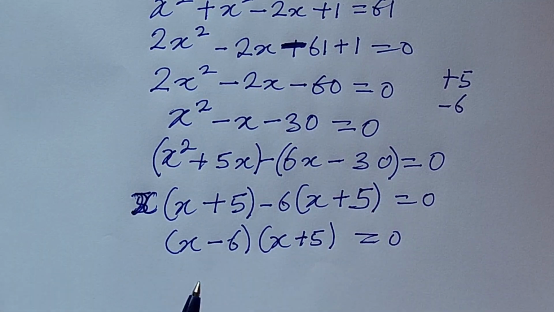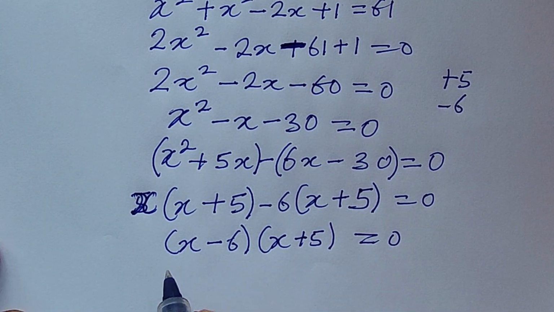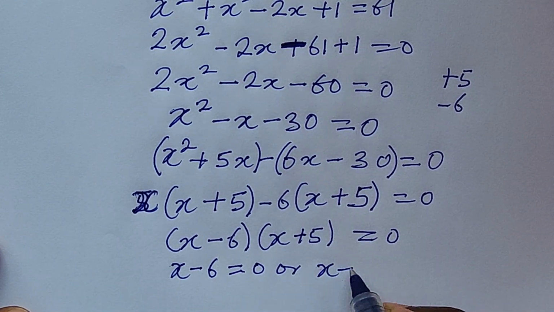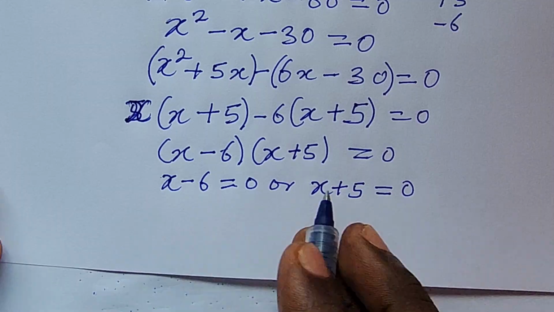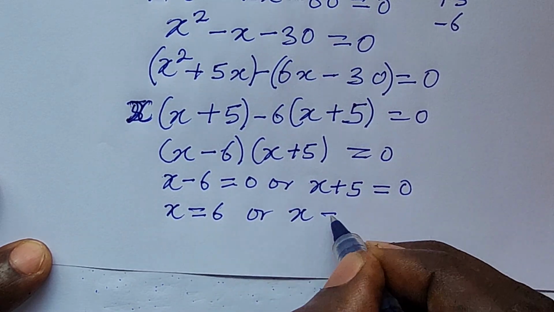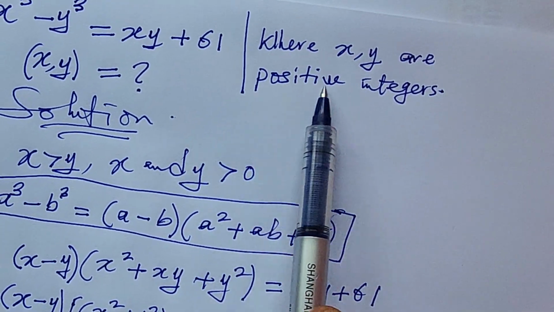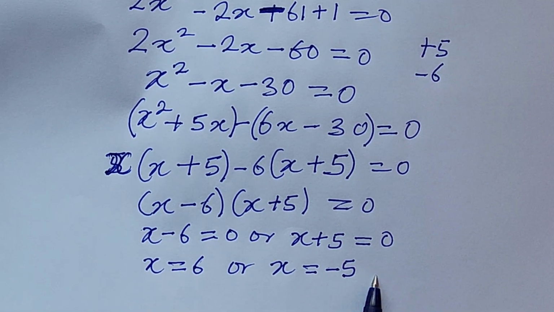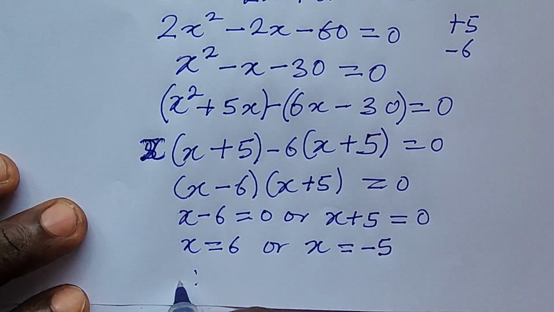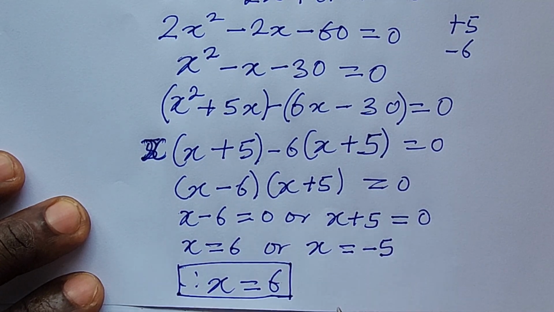Yes. At this point, we apply what is called the zero product rule. We equate this to 0, equate this to 0. So when I have x minus 6 equal to 0, or x plus 5 equal to 0, we're going to have x is equal to 6, or x is equal to minus 5. So from this condition here, our x cannot be minus 5. So the only accepted value of x is 6. Therefore our x is equal to 6. All right, so we've gotten the value for our x.